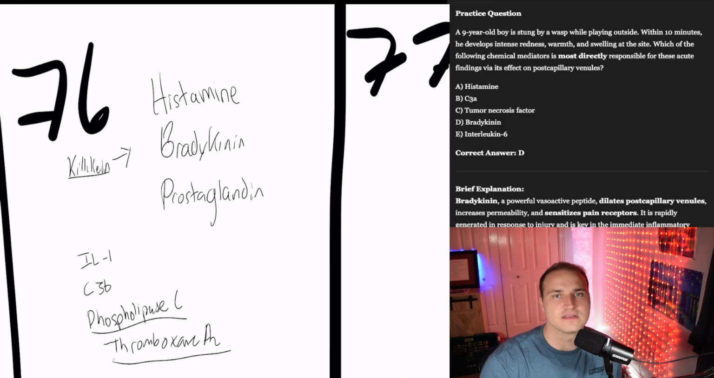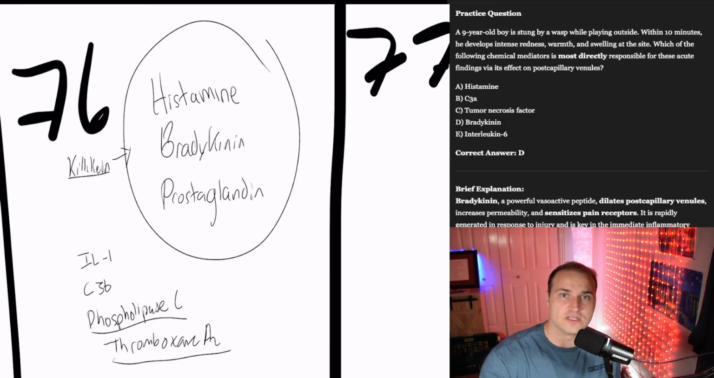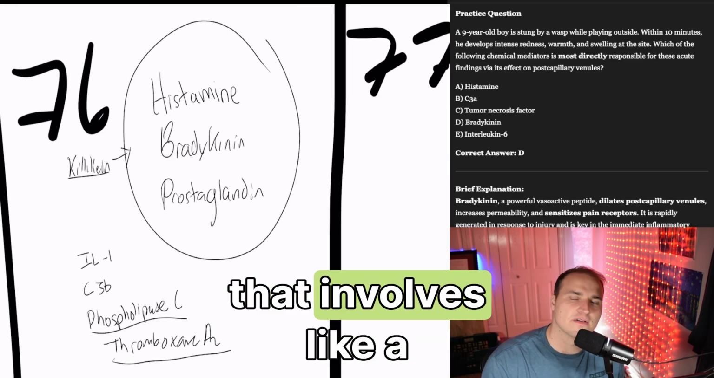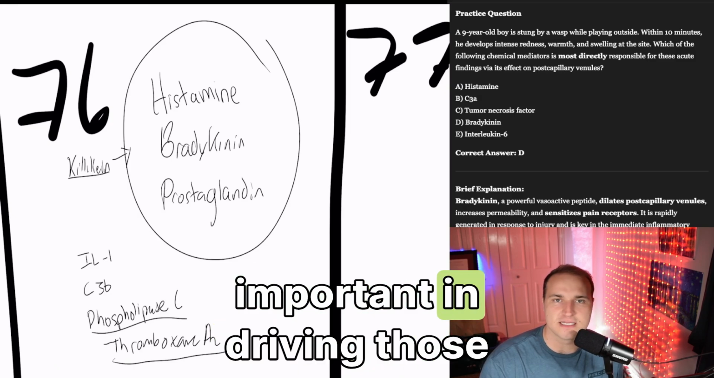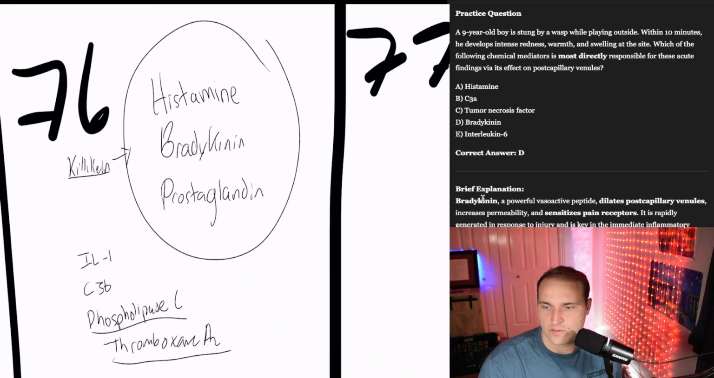Mast cells, basophils, endothelial cells, they're all going to release vasodilators. And those are these things that I told you in the beginning: histamine, prostaglandin E2, bradykinin. That all increases blood flow, and that causes warmth and redness. And then permeability will cause the swelling. And bradykinin also makes you feel the pain. Bradykinin makes you hurt. And that's why the acute inflammatory response, especially one that involves a venomous insect bite or something crazy like that, is going to be super important in driving those early signs. So bradykinin is super powerful, dilates the postcapillary venules, increases permeability, and sensitizes the pain.